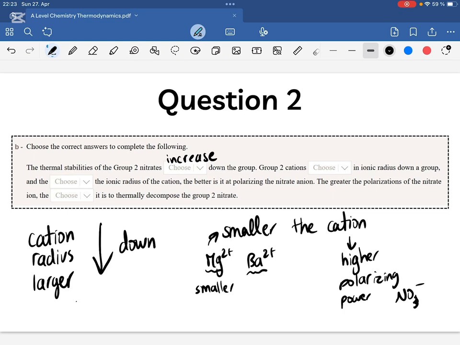The group 2 cations increase in ionic radius as we go down the group. And the smaller the ionic radius of the cation, the better it is at polarizing the nitrate ion. The greater the polarization of the nitrate ion, the easier it is to thermally decompose. As the polarizing power of the cation increases, the group 2 nitrate is going to thermally decompose easily.